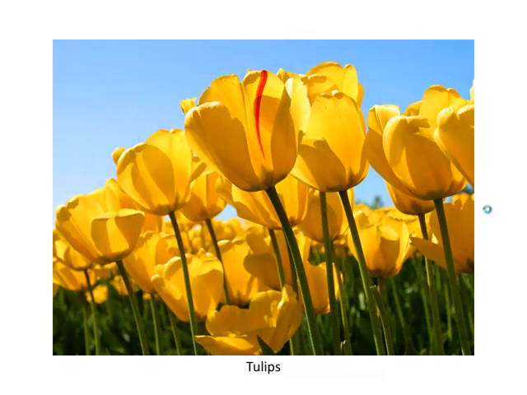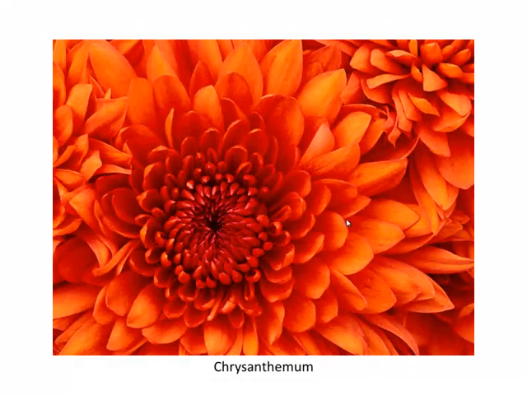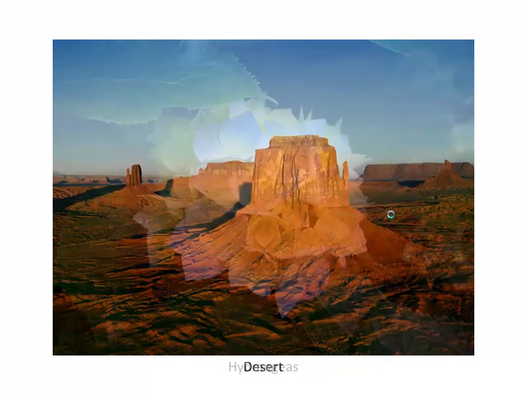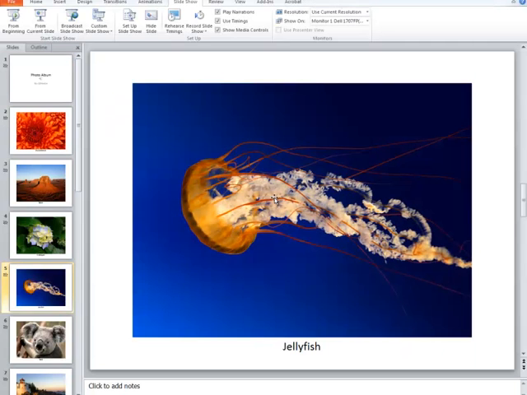This is what the Browse at a Kiosk option does for me. Now that I've viewed it, this could be 100 pictures long if I wanted it to be. Now that I've viewed it, I'm going to hit Escape to exit out. And that is how you can create a photo album in PowerPoint and have it play automatically.